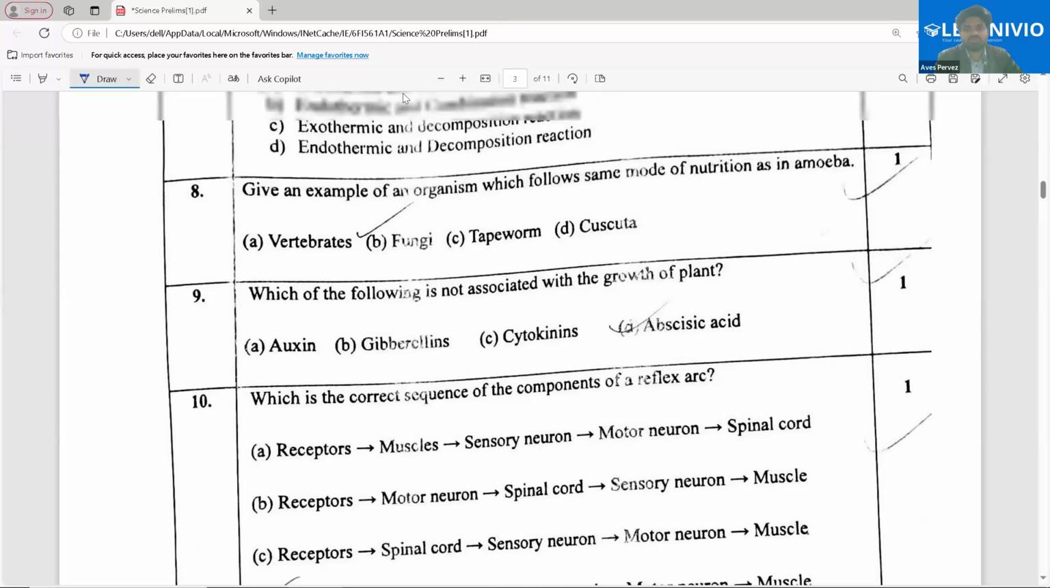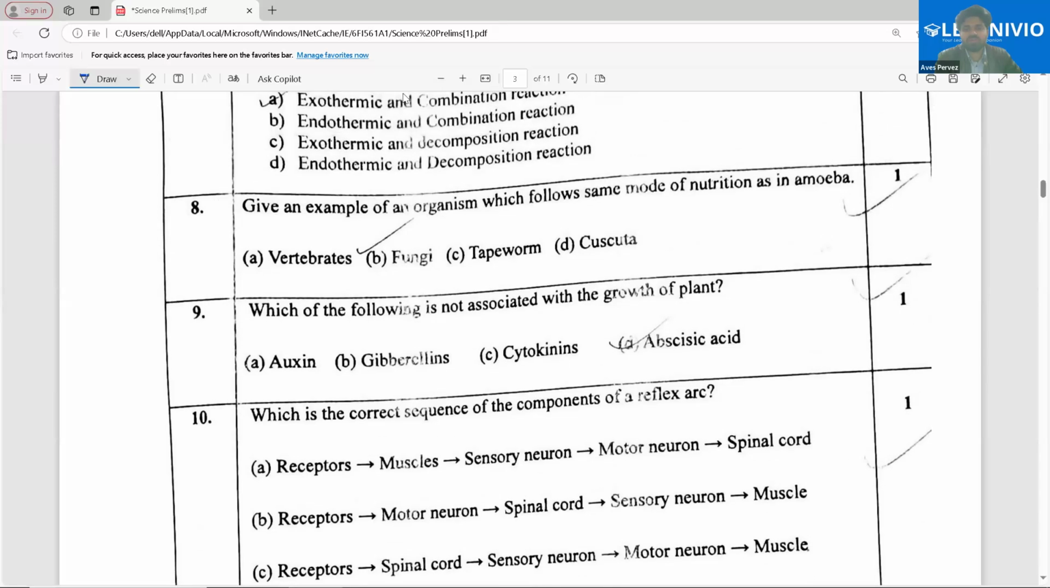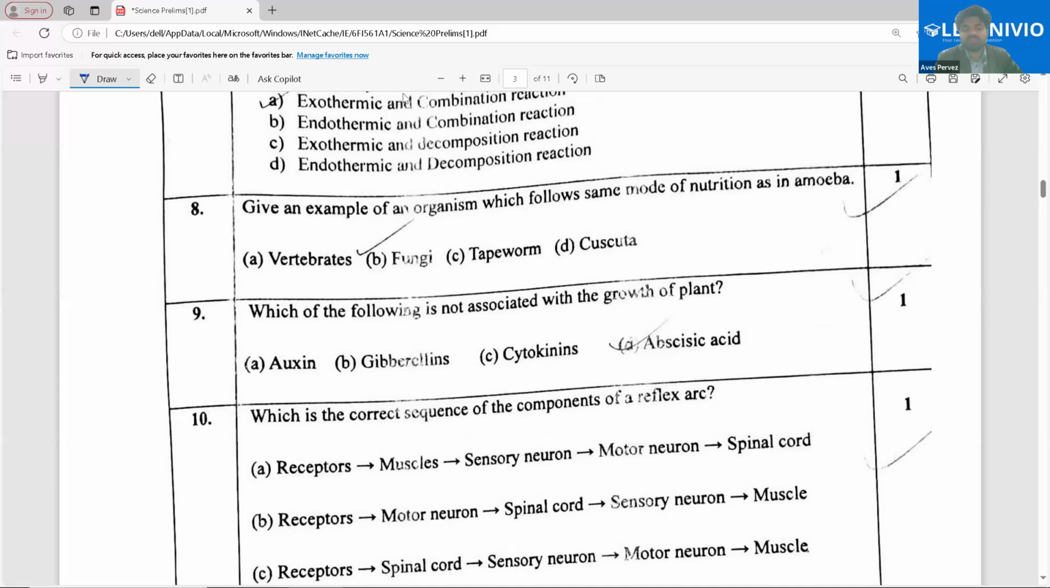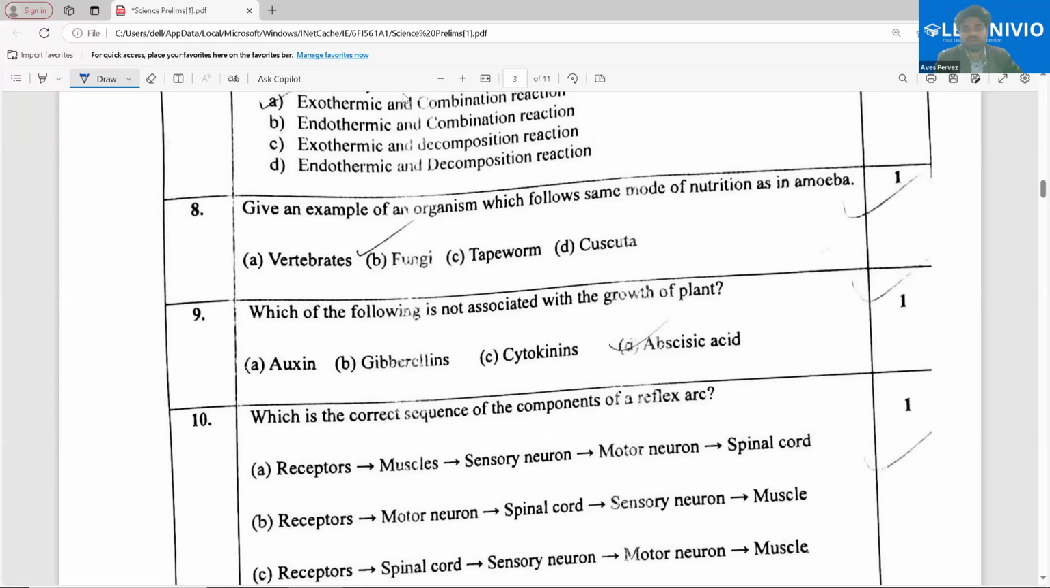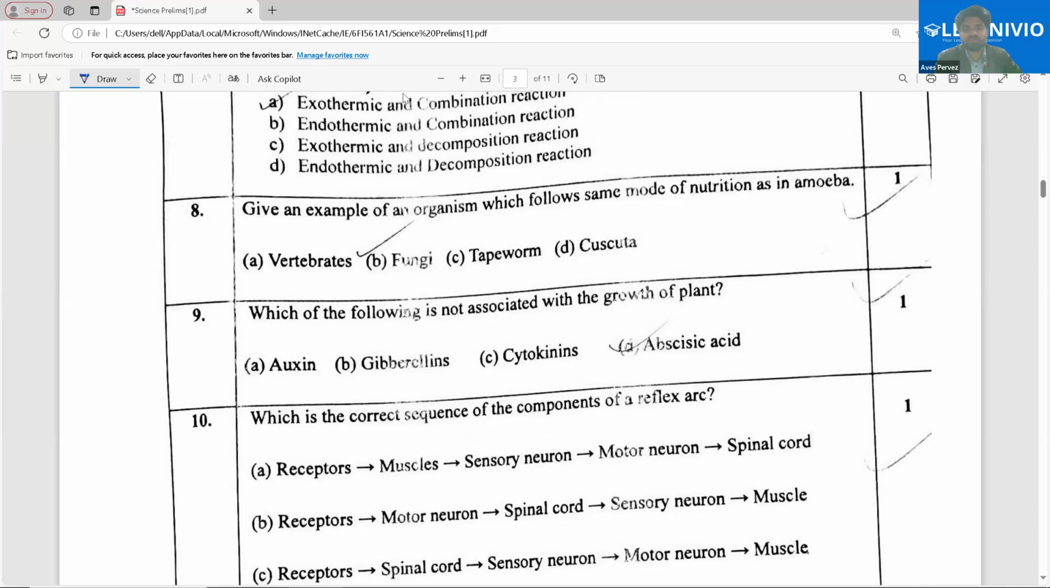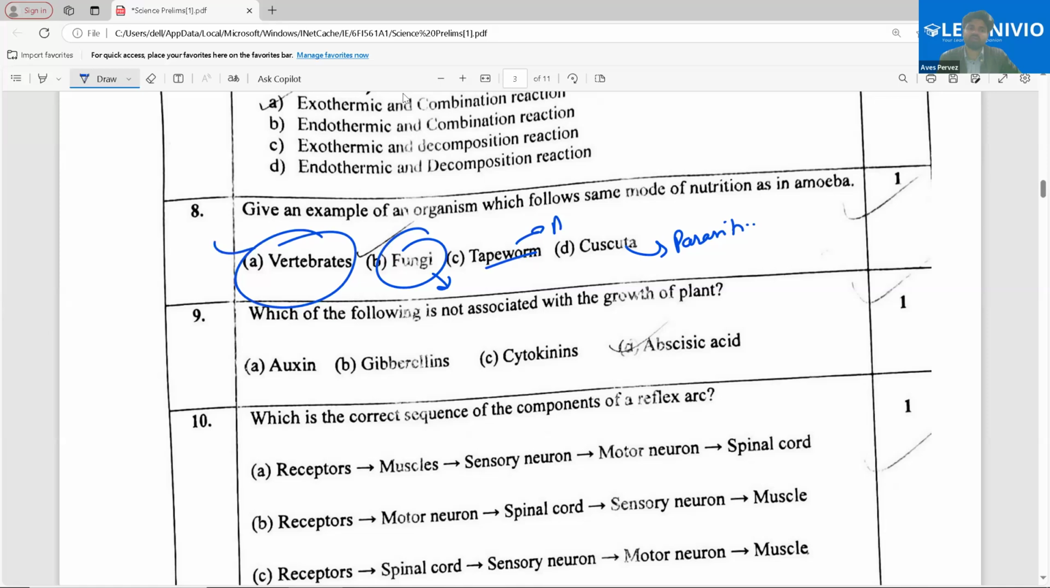Give an example of an organism with the same mode of nutrition as amoeba. You can choose the vertebrates because amoeba have holozoic mode of nutrition. This is parasitic. Parasitic. Tapeworm is also a parasite. Fungi is both saprophyte and parasite. Vertebrates have holozoic and amoeba also have holozoic mode of nutrition.